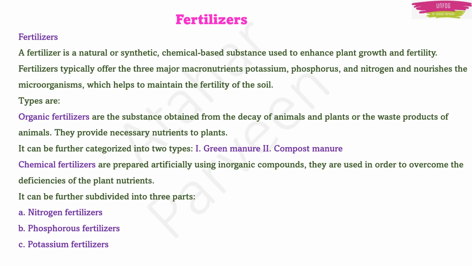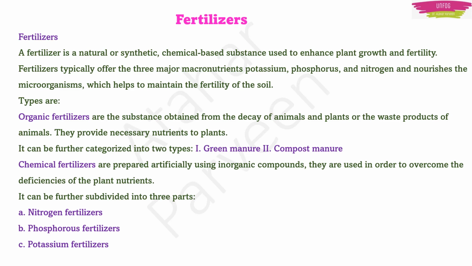Now let's talk about fertilizers. What is a fertilizer? It is a natural or synthetic chemical based substance, and it is usually used to enhance the growth of the plant and to enhance the fertility of the plant. They offer three major macronutrients to the plants. They are potassium, phosphorus and nitrogen. And these fertilizers also nourish the microorganisms, which in turn help to maintain the fertility of the soil.